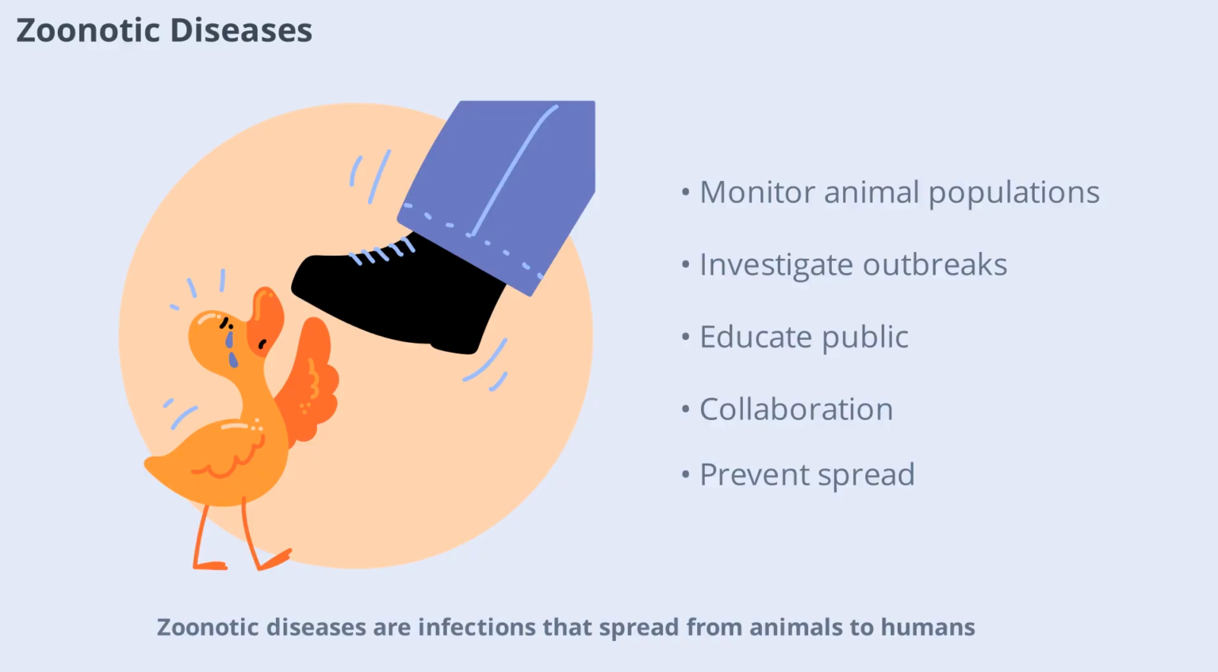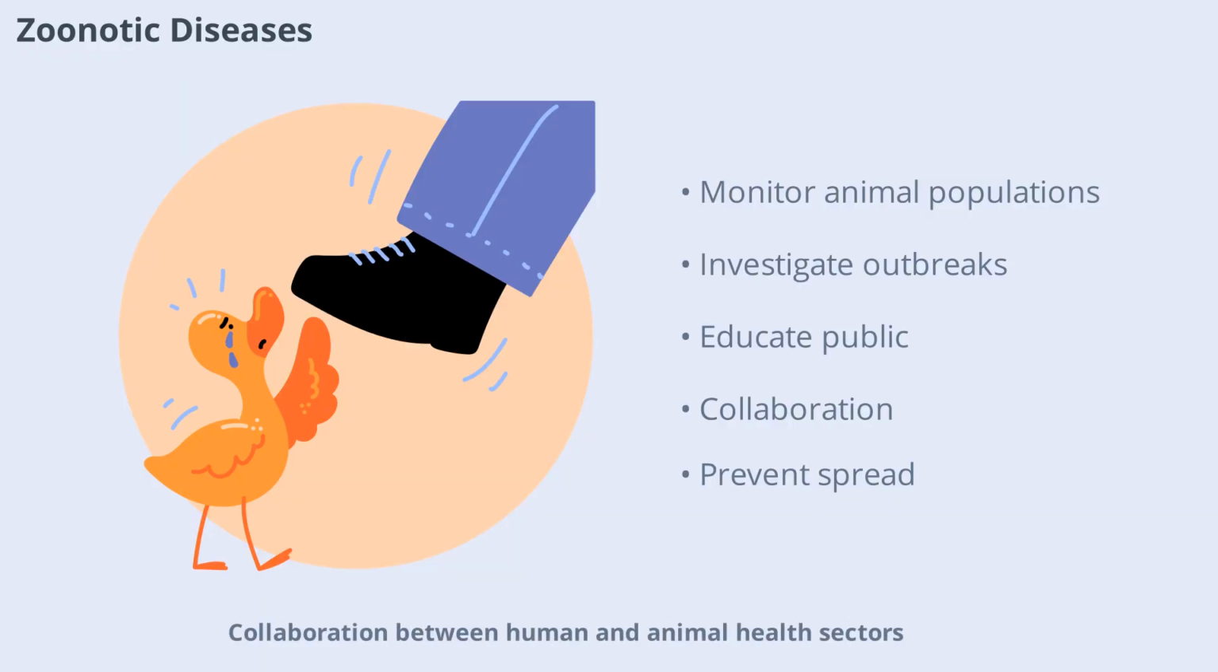Zoonotic diseases are infections that spread from animals to humans, such as rabies and COVID-19. Public health monitors animal populations, investigates outbreaks, and educates the public about risks. Collaboration between human and animal health sectors is essential for preventing and controlling zoonotic diseases.